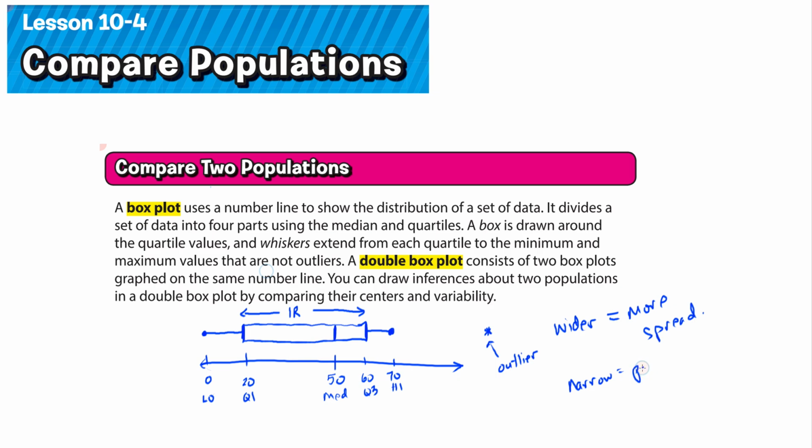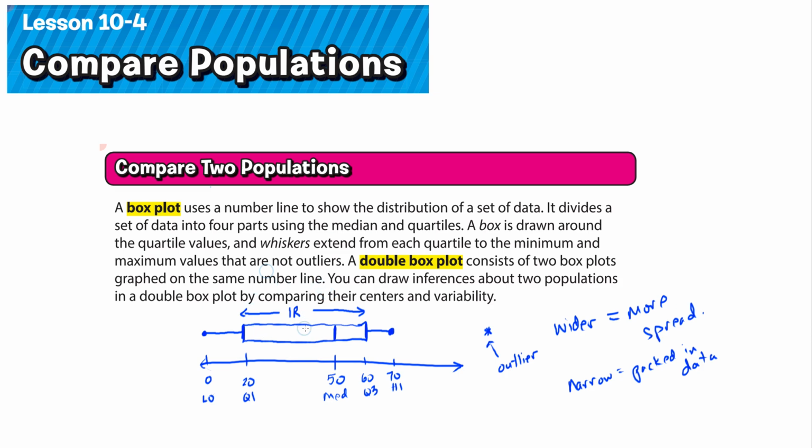So if it's really narrow, that means we have lots of data packed in right there. This short whisker means there's a lot of data piled in right there. 25% of the data is piled in between 60 and 70 there. And then 25% of the data is between 50 and 60. 25% of the data is spread out between 20 and 50 in this example. And then 25% of the data is spread out between 0 and 20.